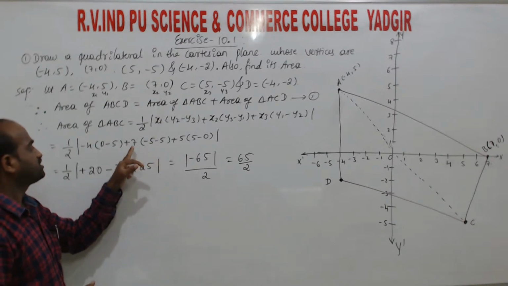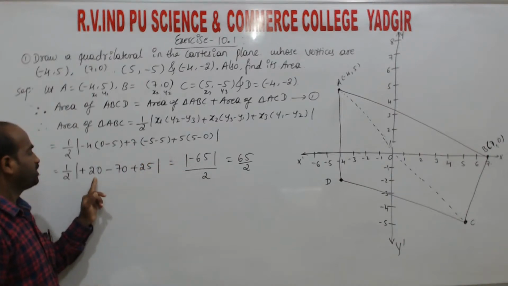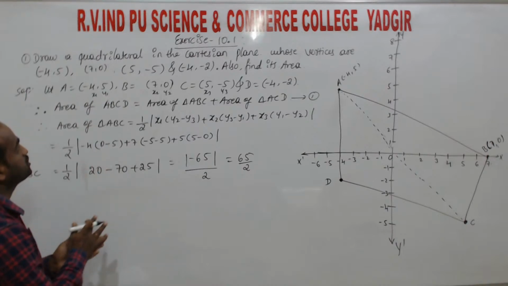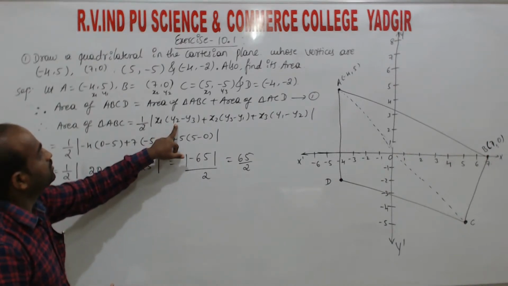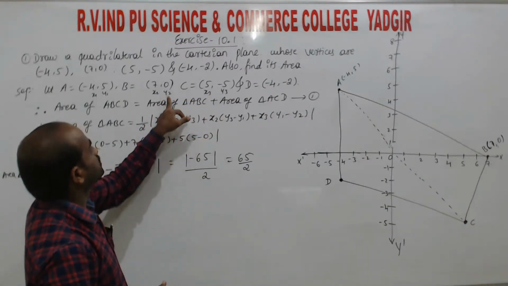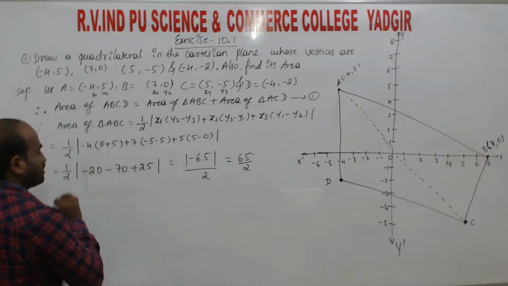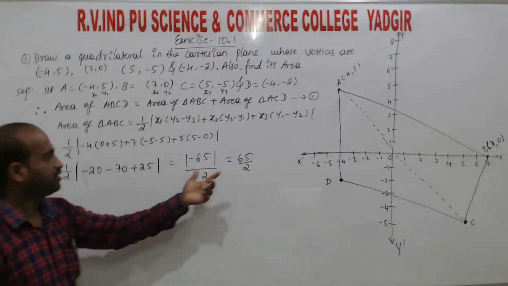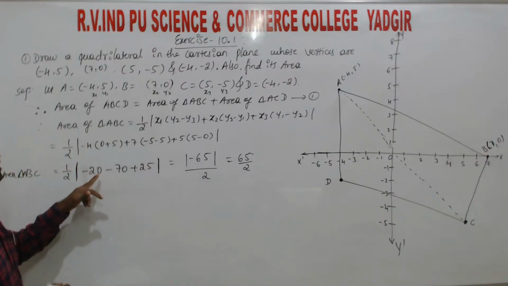Now 20 minus 70. Next is minus 10, 7 into minus 10, minus 70. 5 into 5, 20. Next 20 minus 70. y2 minus y3, no? 0 minus plus 5. Okay, rest correct. 65 by 2. Okay, check it once again.